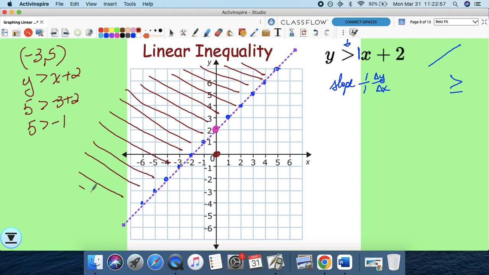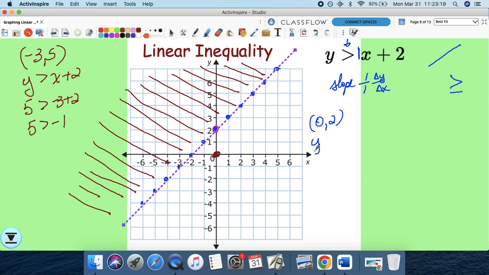Okay? Which means I don't have to do this test point, but for the purpose of us showing you that it's not going to work, I want to do it. So now I may pick a point on the line, and the point on the line is this guy right here, which is (0, 2), which is on the line, and I want to show you that it doesn't work, and therefore that's the reason why we use the dashed line.